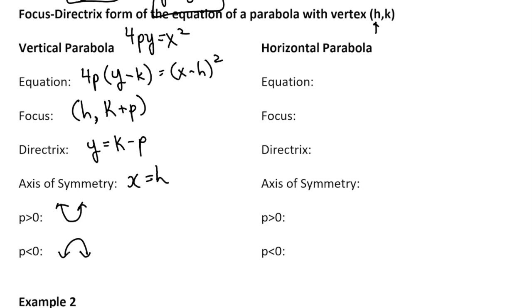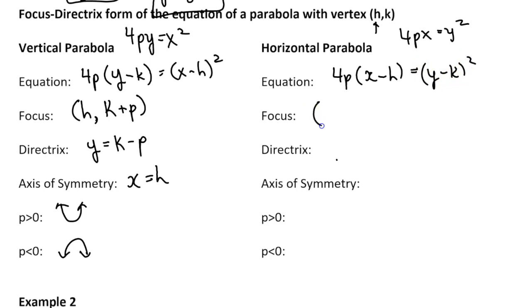If we take a look at our horizontal parabola, let's just write out what we had when we had a vertex of 0, 0. We had 4px equals y squared. And now if we have something in which we add in the vertex h, k, we could have 4p(x minus h) equals (y minus k) squared. Our focus would now be this. Remember, this would now be shifting things left and right. And so you would be taking your h value and you have to add p to it, just like we added p in our other example over here.